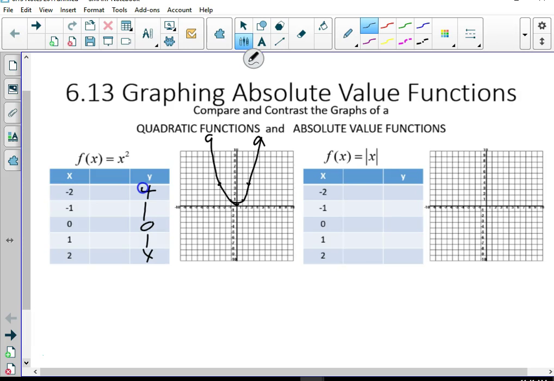Now, with the absolute value, we're asking ourselves the distance from 0. How far away from 0 is -2? How far away from 0 is -1? How far away from 0 is 0 itself? Then 1 and 2. So when we go up from -2, we go up 2. -1, 1, 0, 0, 1, 1, 2, 2. So similar, but here we have the V. V for value.